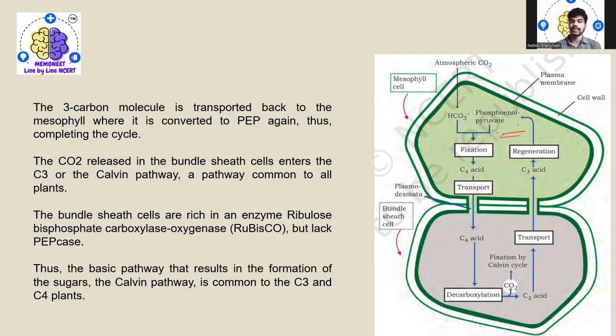So the bundle sheath cells are rich in the enzyme RuBisCO, that is ribulose bisphosphate carboxylase oxygenase, right? But they do lack what? PEPcase, right? PEPcase is nothing but phosphoenolpyruvate carboxylase. So thus the basic pathway that results in the formation of the sugar, the Calvin pathway, is actually called the C3 pathway and the C4 pathway.